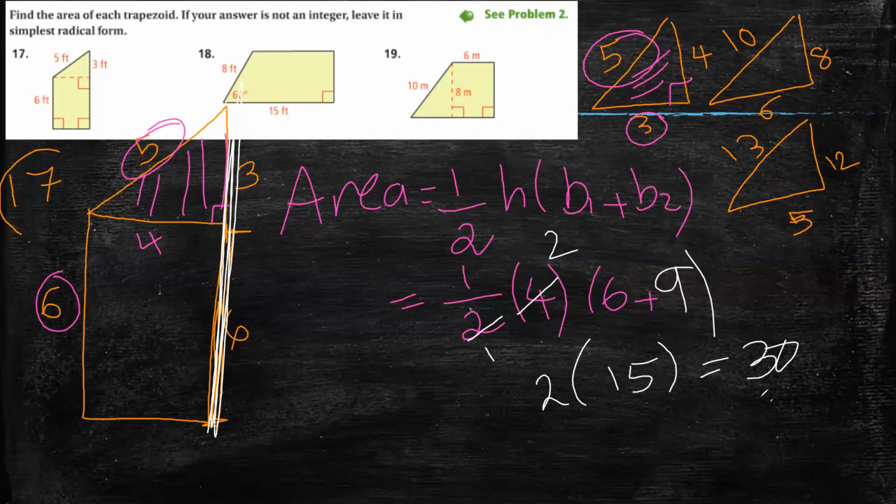So here, by now we have found the area of the trapezoid. Is it clear?